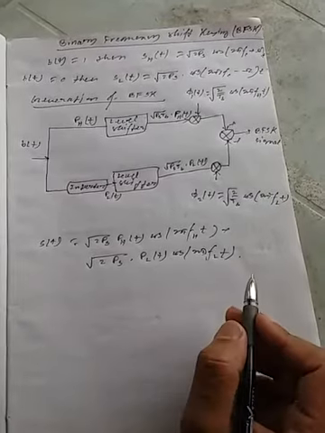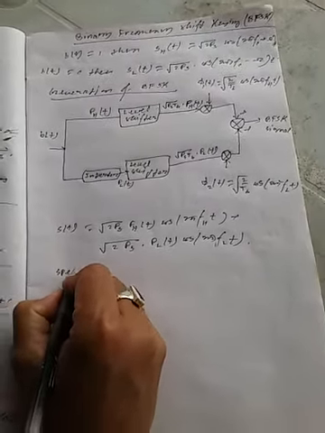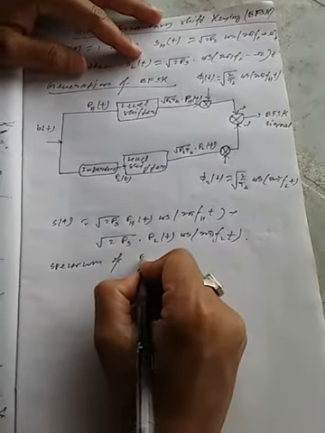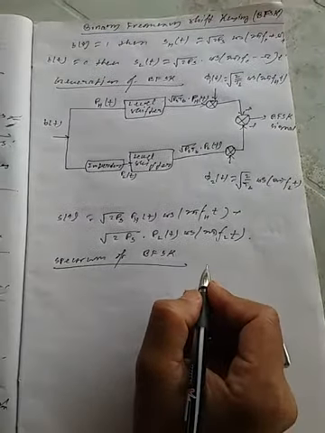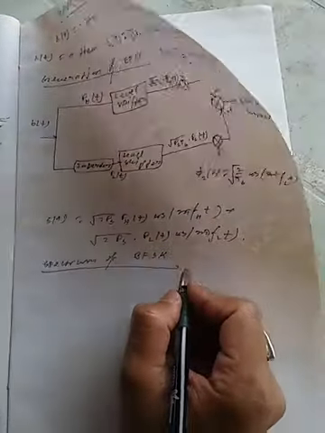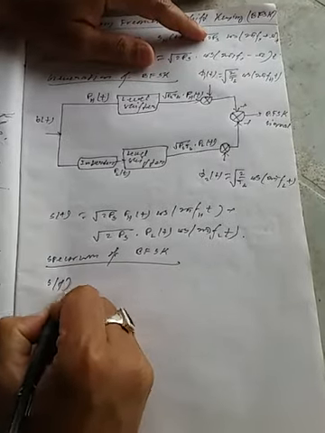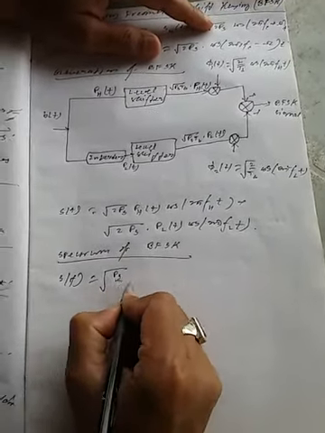Now what will be the power spectral density? The spectrum of BFSK. The power spectral density of the BFSK signal is basically S(f) equal to root over of Ps by 2.